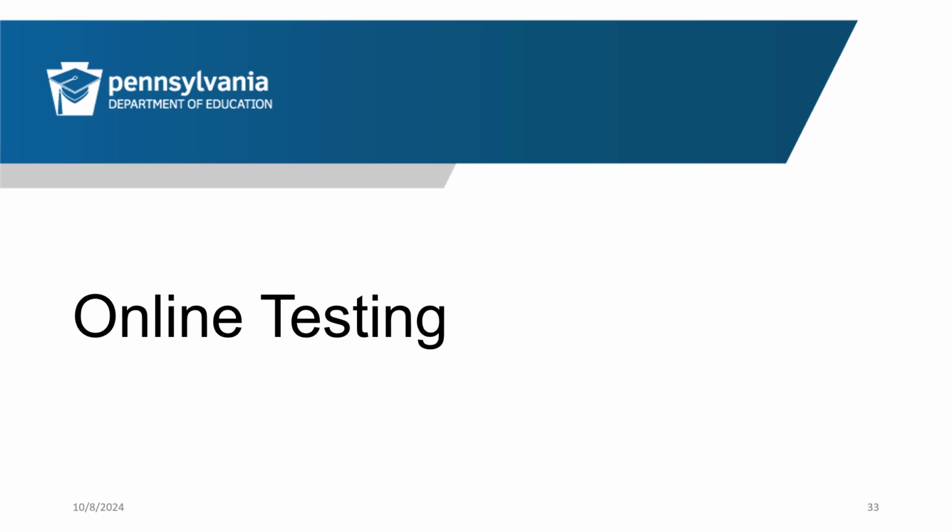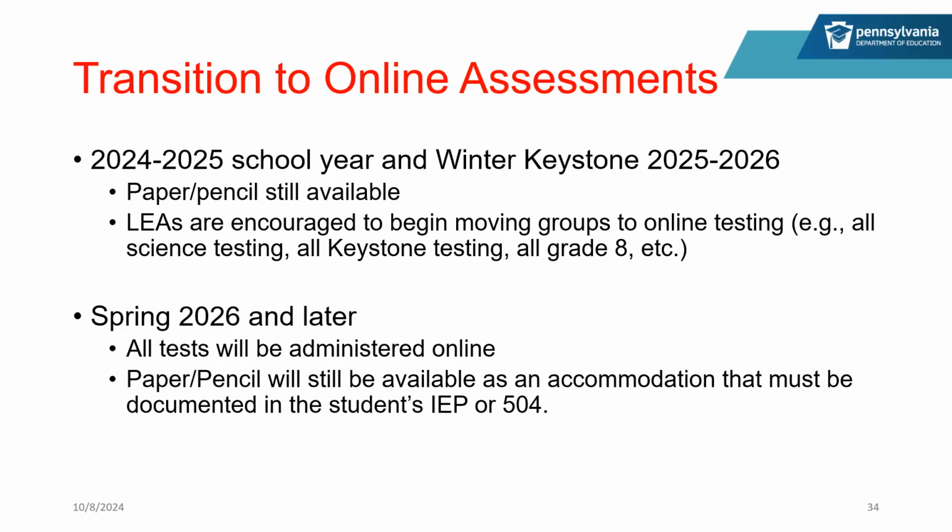Next, we will talk about online testing. In the spring, the governor announced a move to all online testing by spring of 2026. Paper pencil testing will still be available for the 24-25 school year and the winter Keystones for 25-26. However, we encourage LEAs to begin moving toward online testing now. LEAs who are still testing 100% paper pencil may start by moving a specific grade or subject online. In the spring of 2026, all schools will be required to test online. Exceptions will be made for students who have a documented need for a paper pencil test in their IEP or 504 plan.